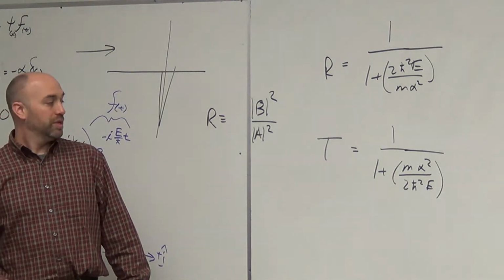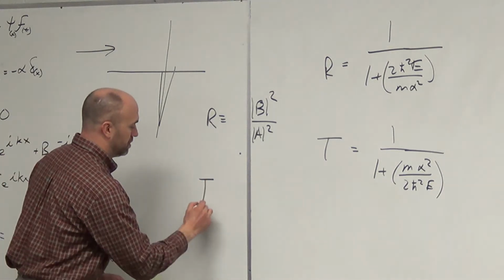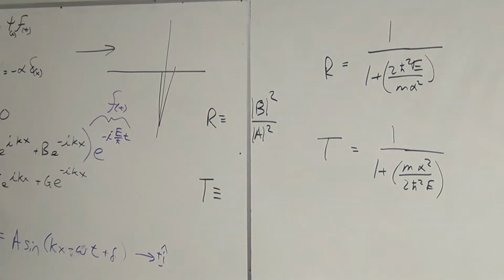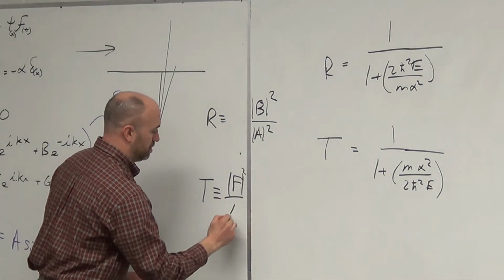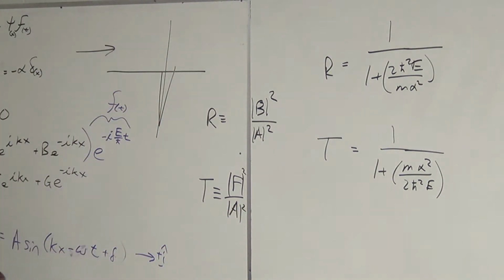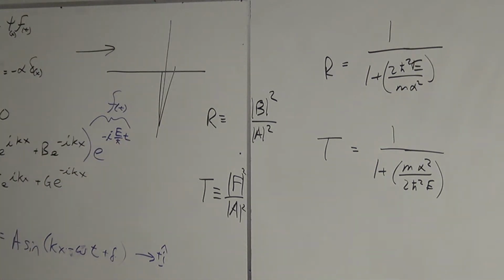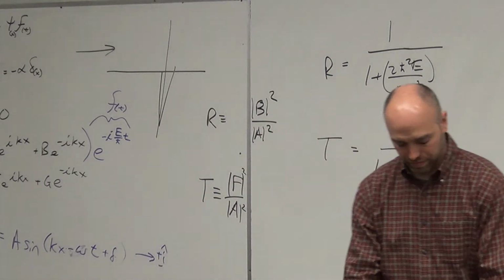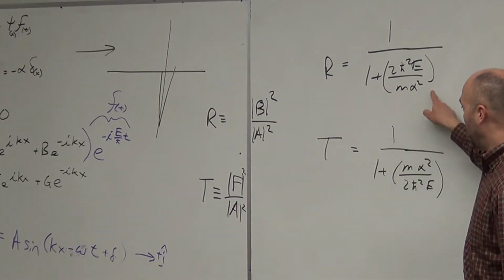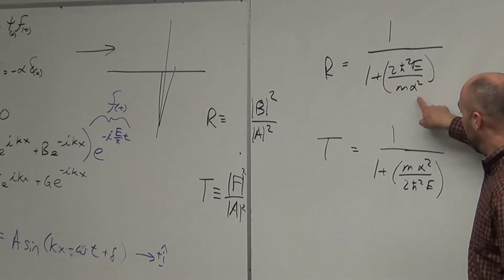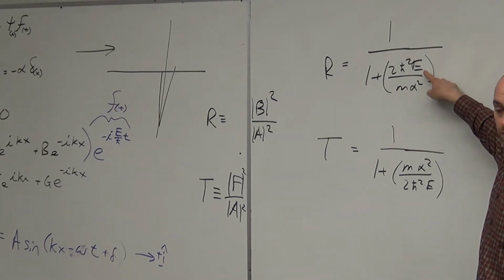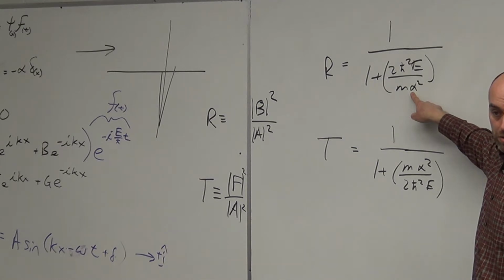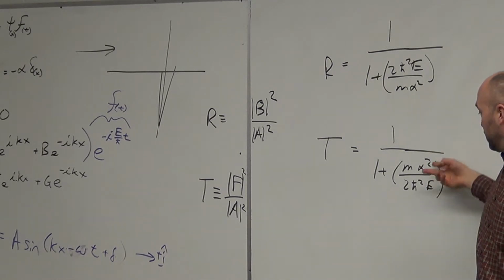What's T? T is the transmission coefficient, which is the amount that goes through divided by the incident. Plug in all that stuff and you get this. Okay, so this tells you how much bounces back relative to two things: the energy of your wave and the strength of the delta. Same with this, but they're inversed.